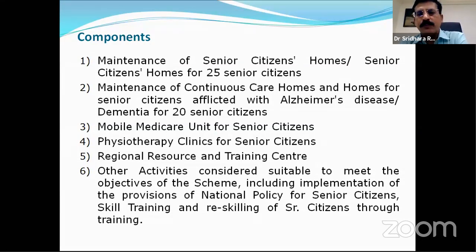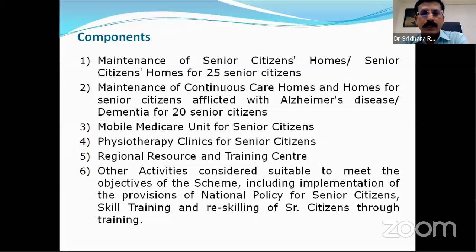And the same for physiotherapy clinics. Any hospitals, NGOs, institutions, universities or medical colleges, if they are interested in running physiotherapy clinics or centers, then we support them from our ministry.